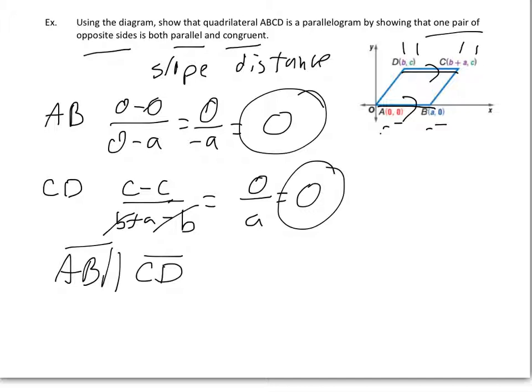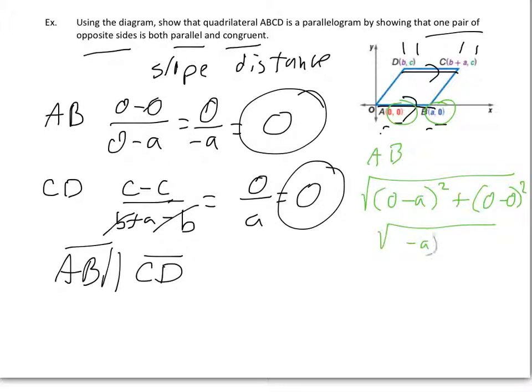Now we have to prove them congruent. So distance formula for AB. Remember, we take the x's, subtract them. So 0 minus A squared. Plus, we take the y's and subtract them. 0 minus 0 squared. We're using these two coordinates right now for AB. We end up with negative A squared plus 0 squared, which ends up just being A squared. And the distance, the square root of A squared, is A.